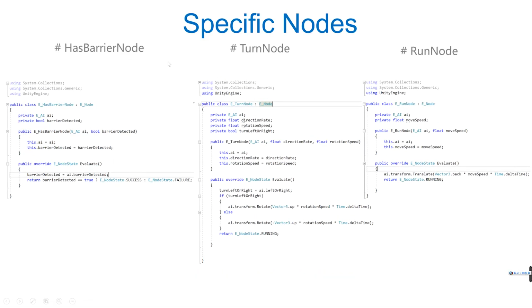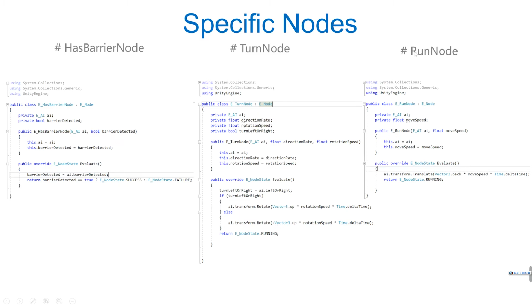Actually, here are the three behaviors I've added. The behavior nodes all include an AI as the parameter, as an index, and those are the related fields needed for each function. We will set these fields from the AI script, and finally we still have the evaluate to check if it meets some requirement, the condition. Like the has barrier node, it will check if any barrier is detected. If true, it returns success, otherwise it returns failure.